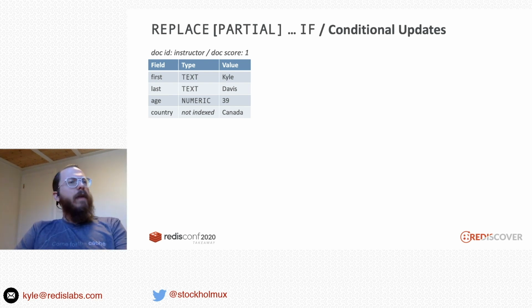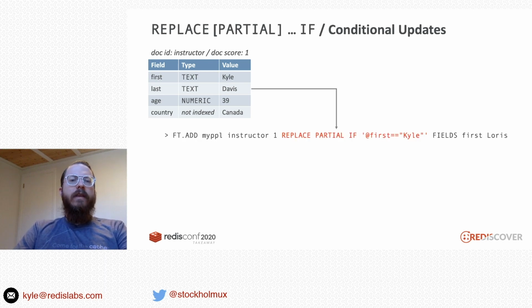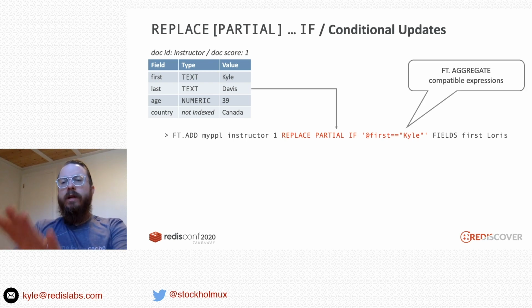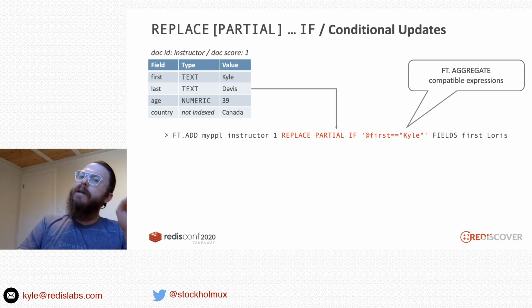So we have our same document we've been using as an example over and over again. In this case, I'm going to replace partial if the first name is equal to Kyle. Now, the thing to keep in mind here, and we'll get to this later in this training, is that it has a FT aggregate compatible expression here. So that means that it is just like you're going to use FT aggregate. So if the first name is equal to Kyle in the document instructor, that's very important, then change the first name to Loris.